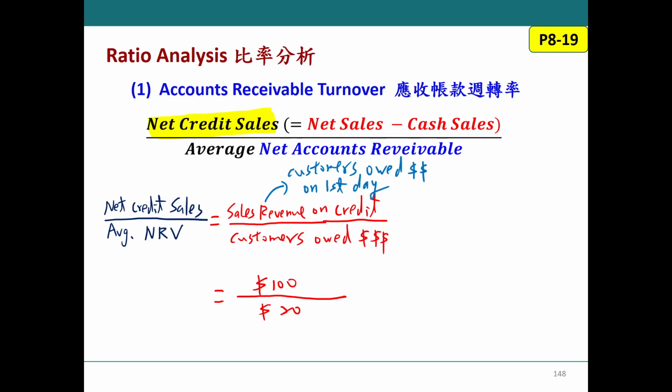How about net accounts receivable? Net accounts receivable is our NRV, right? NRV means how much money we expect to receive from the customer in the future. Here, did you find the average? Average means beginning balance plus ending balance divided by 2. You got the average.